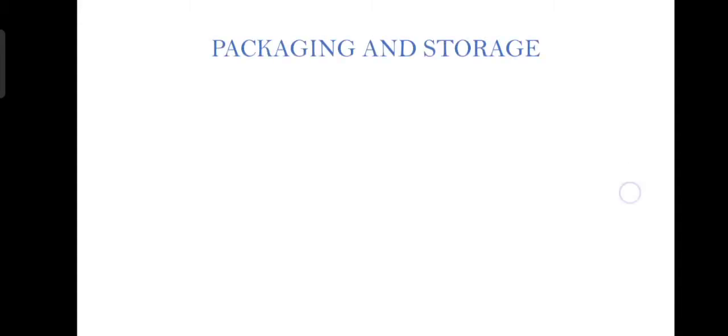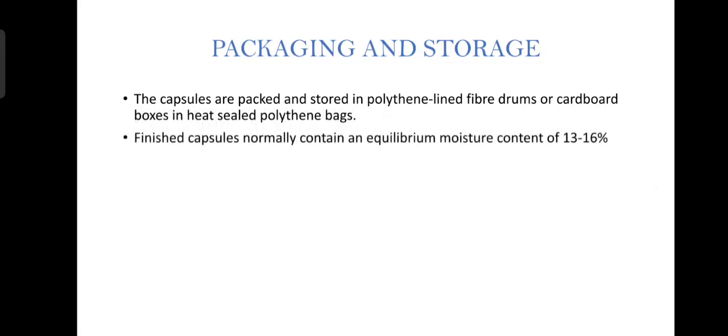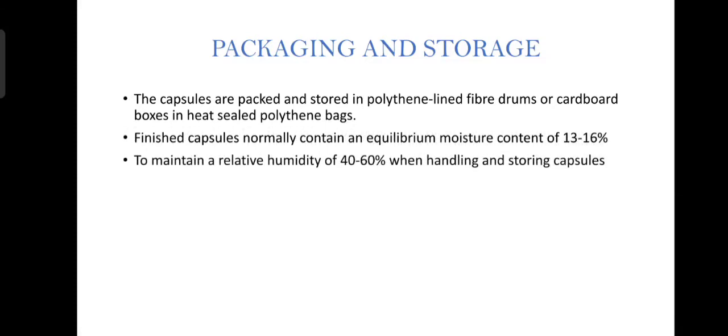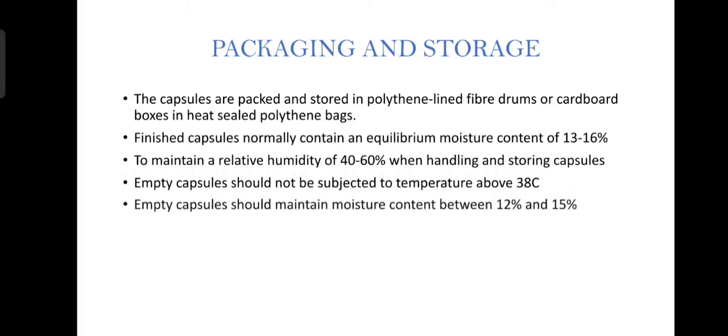Packaging and storage. Capsules are packed and stored in polythene lined fiber drums or cardboard boxes in heat sealed polythene bags. Finished capsules normally contain an equilibrium moisture content of 13 to 16%. A relative humidity of 40% to 60% is required when handling and storing capsules. Empty capsules should not be subjected to temperatures above 38 degrees Celsius. Empty capsules should maintain moisture content between 12 to 15%.